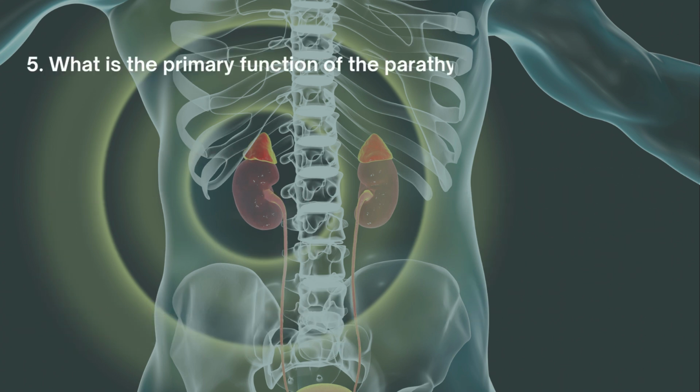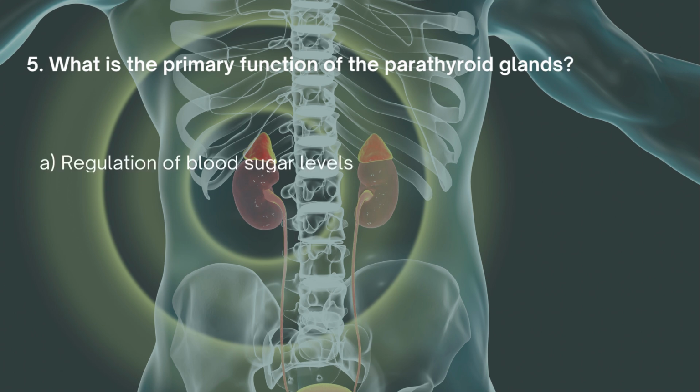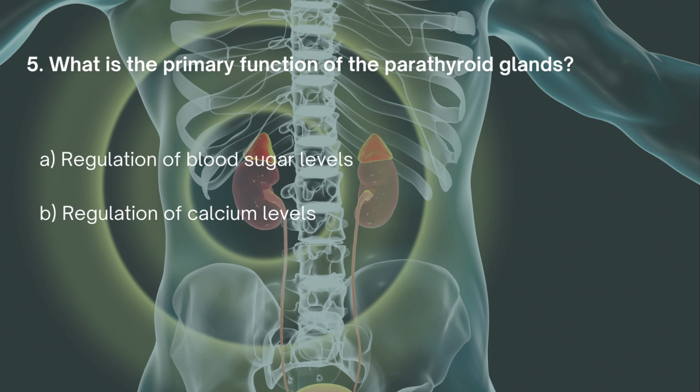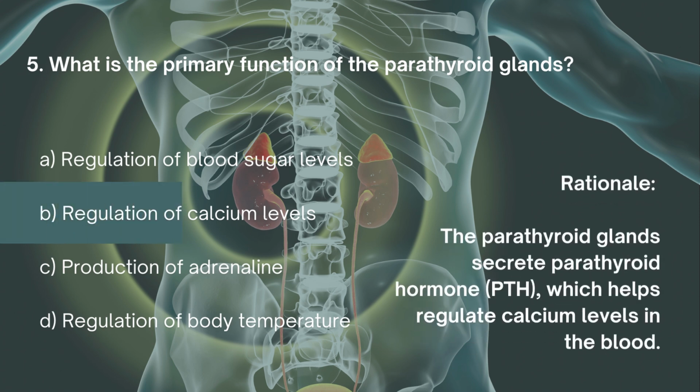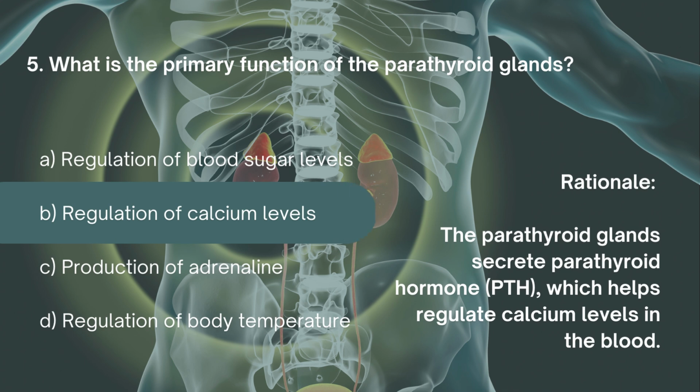5. What is the primary function of the parathyroid glands? A. Regulation of blood sugar levels. B. Regulation of calcium levels. C. Production of adrenaline. D. Regulation of body temperature. Rationale: The parathyroid glands secrete parathyroid hormone, PTH, which helps regulate calcium levels in the blood.